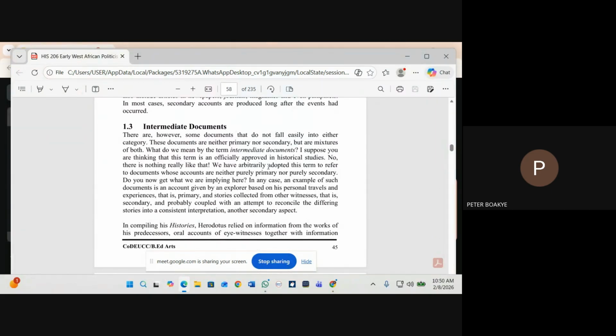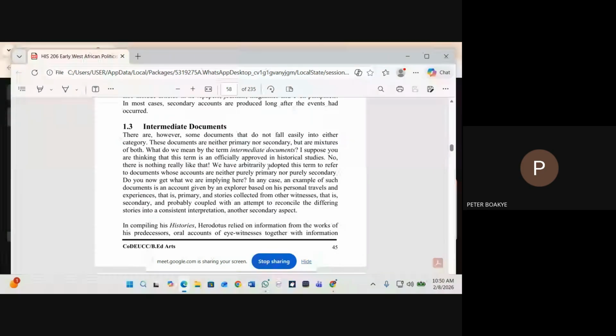Now, intermediate documents are documents that do not fall, as we have said, easily into either primary or secondary documents, but are mixtures of both. What do we mean by the term intermediate? I suppose you are thinking that this term is officially approved in social studies. No, there's nothing really like that.